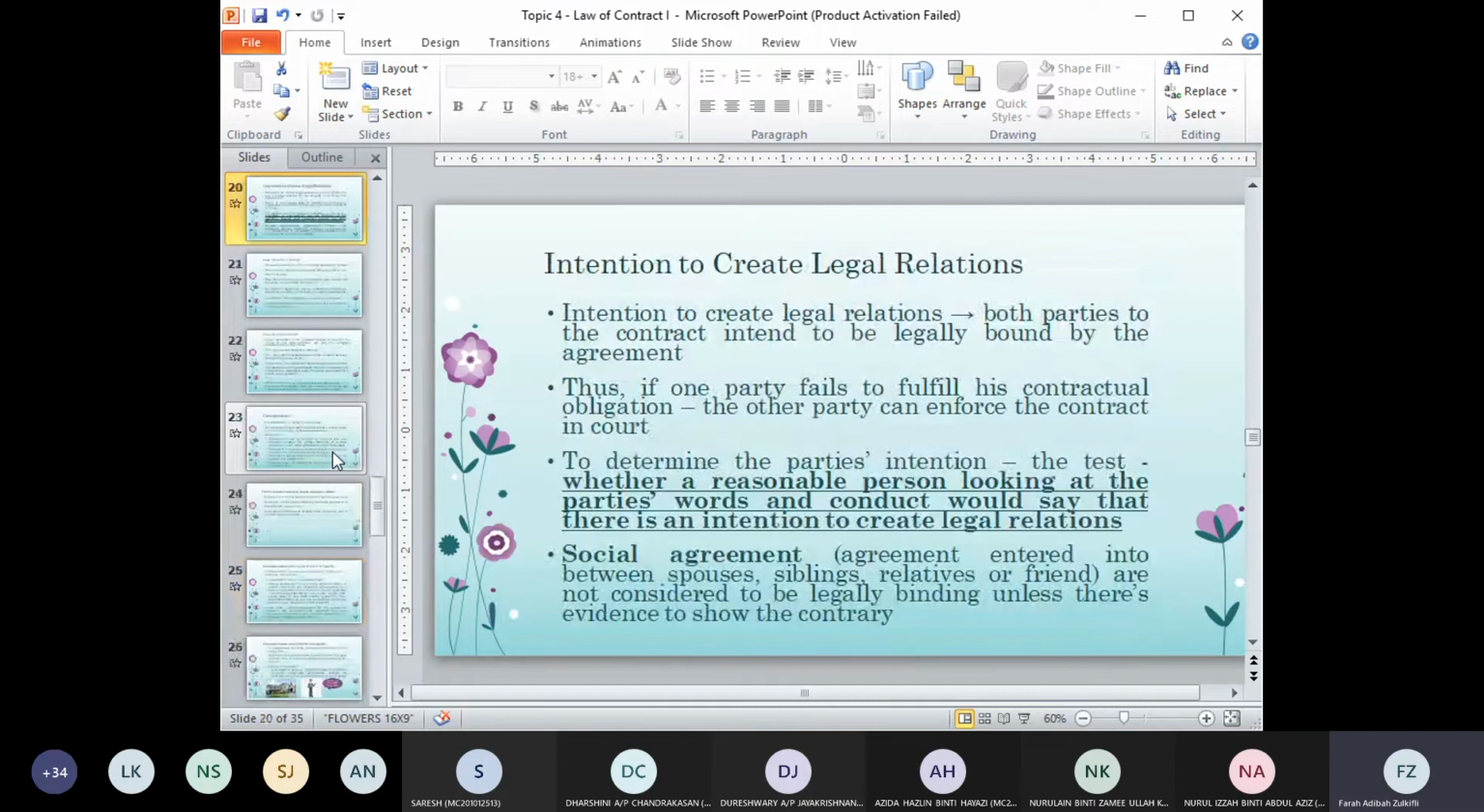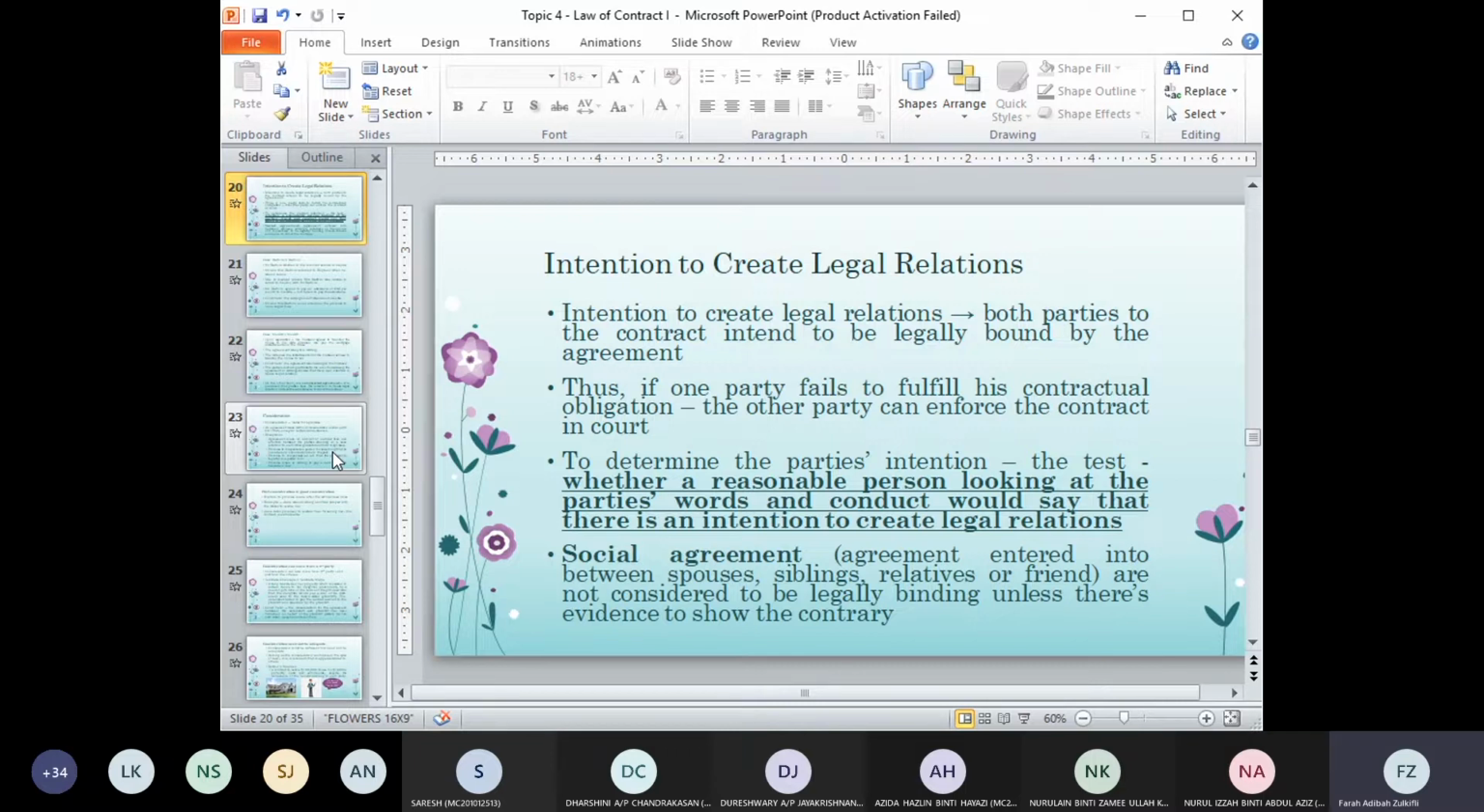Okay, so if there is no question, we will go to the next element, which is intention to create legal relations. So the third element of a valid contract is that you must have an intention to create legal relations.